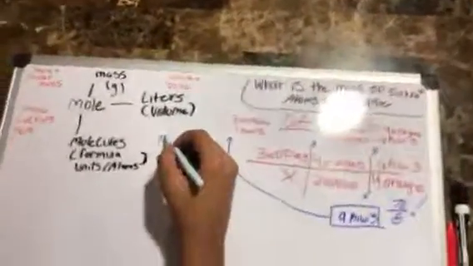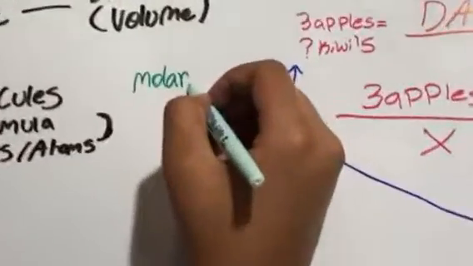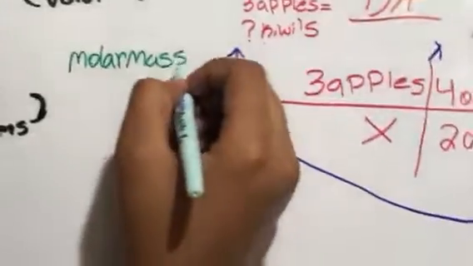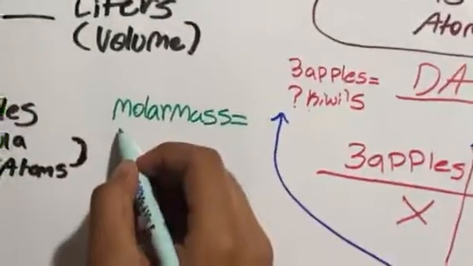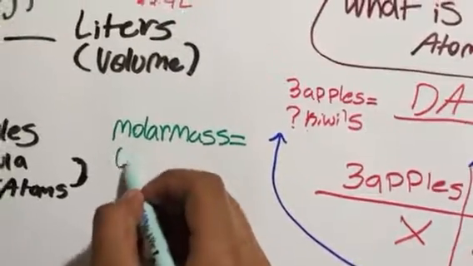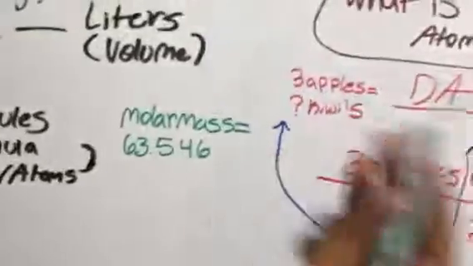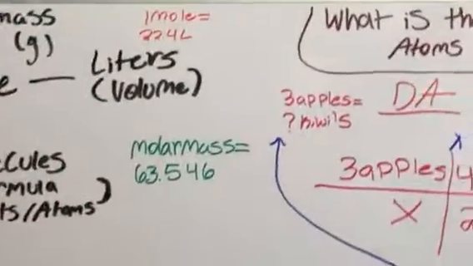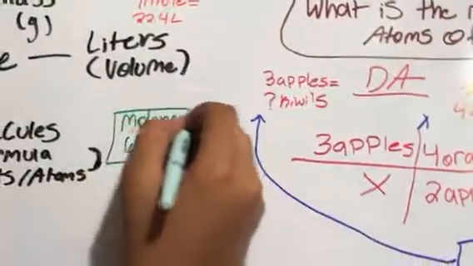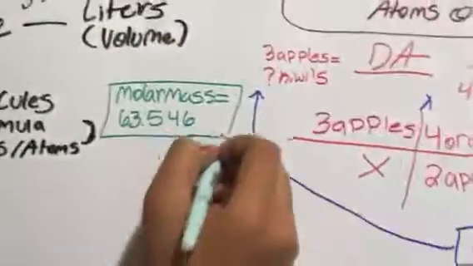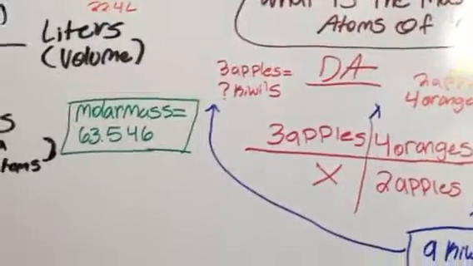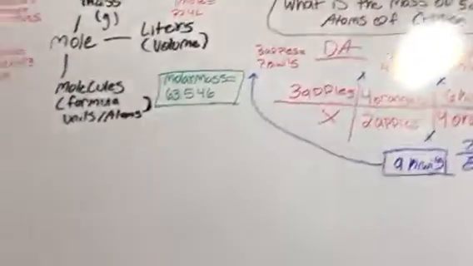We have it where the molar mass will give me 63.546, which is only copper because that's the only element that's there. I'll box it in here, and then we can continue on with dimensional analysis for our problem.